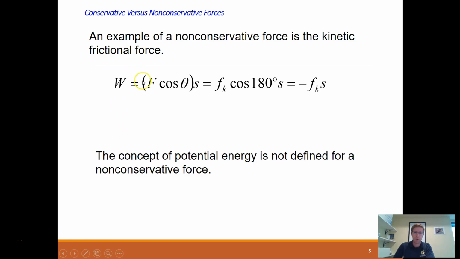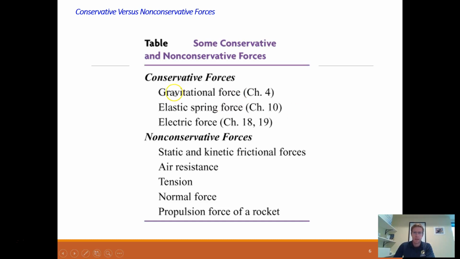Friction would be considered a non-conservative force because no matter what direction you're moving, it's always doing negative work, so you can't get a situation where you end up with zero net work. All right, here's a table to show you some conservative and some non-conservative forces to help you understand some examples. Things like the gravitational force and the elastic spring force, stuff that we've already talked about a little bit.